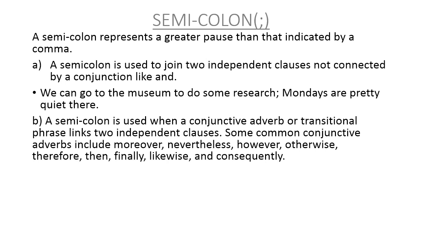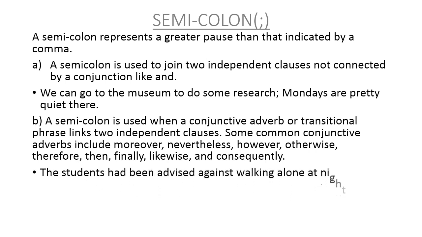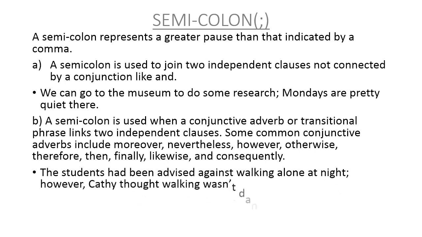Let's read one example for that. The students had been advised against walking alone at night; however, Kathy thought walking was not dangerous if it was early in the evening. So now can you see they have indicated with a semicolon. The students had been advised against walking alone at night. Yes, that is one independent clause. That means it's one complete sentence. It is not dependent on anything. So after that we are putting however.